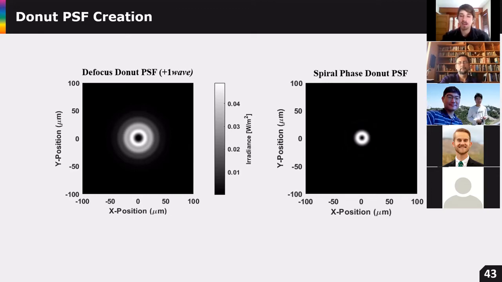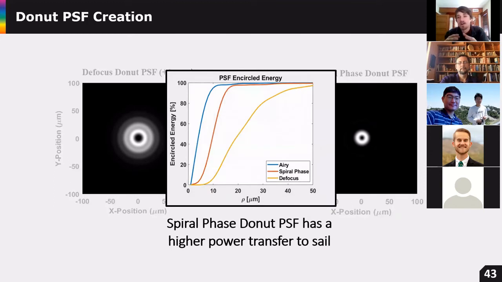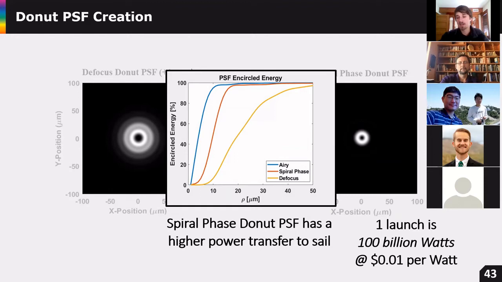And that's to do with the fact that the encircled energy of the spiral phase is much tighter than the defocus. That's important because the expected launch is going to be 100 billion watts, and it's going to cost about a penny per watt. So although it's only a penny per watt, 100 billion, that's a lot of money. So you want to increase the transfer efficiency of laser light from the projector up to the solar sail, and you can do that with a spiral phase donut PSF.